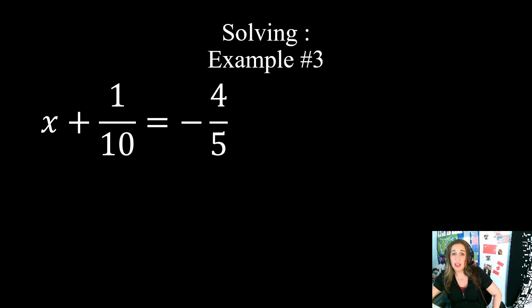And I'm going to do exactly the same thing. I need to isolate x, which means I need to move this 1/10 over, right? I need to get rid of it, basically. So how do I do that? Well, what's the inverse operation of addition? It's subtraction. So I'm just going to subtract 1/10 from each side.